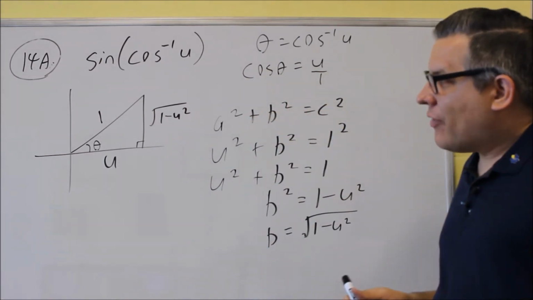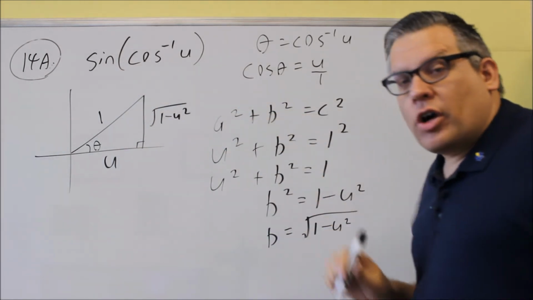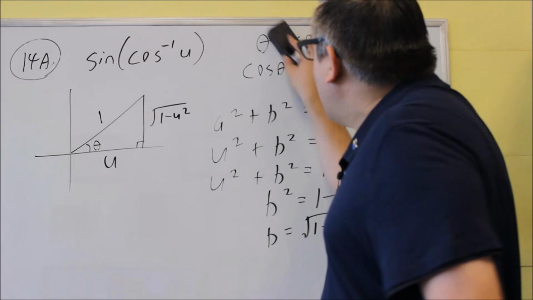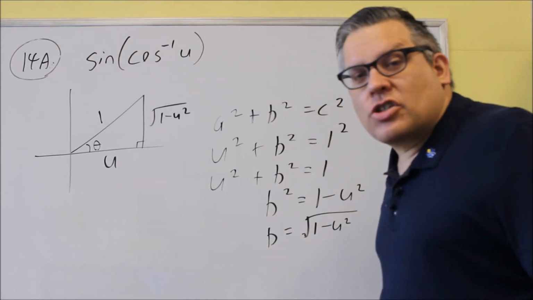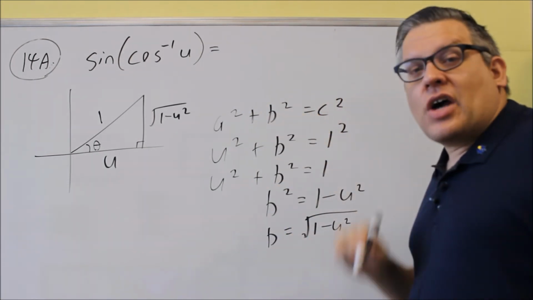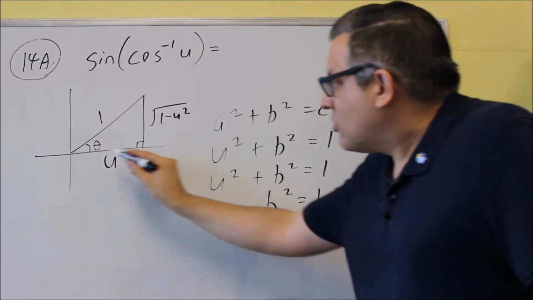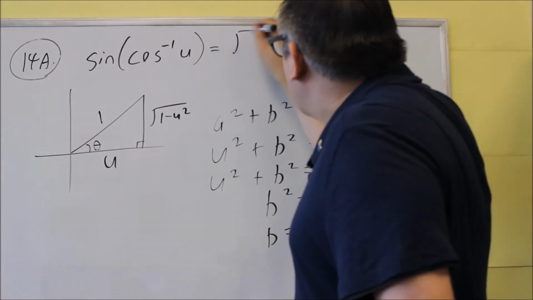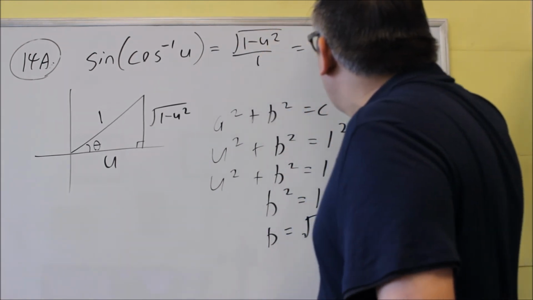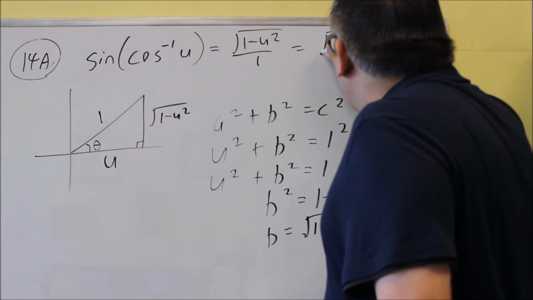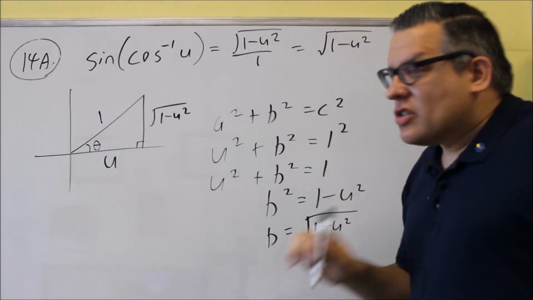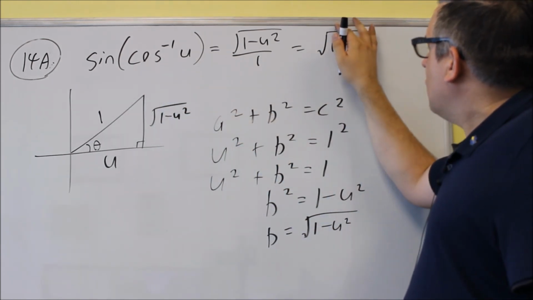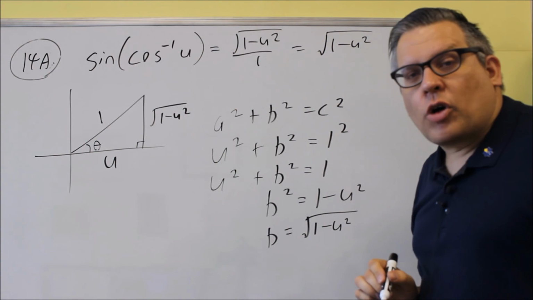So now that we have that, we want to use the outside one in order to get our answer. What we have on the outside is a sine. The definition for sine is opposite over hypotenuse. So opposite here would be that square root over the hypotenuse of 1. So you would have square root of 1 minus u squared over 1, which is just going to be this. So what that means is that this whole expression here, sine of inverse cosine of u, can be simplified just to this one right here, the square root of 1 minus u squared.